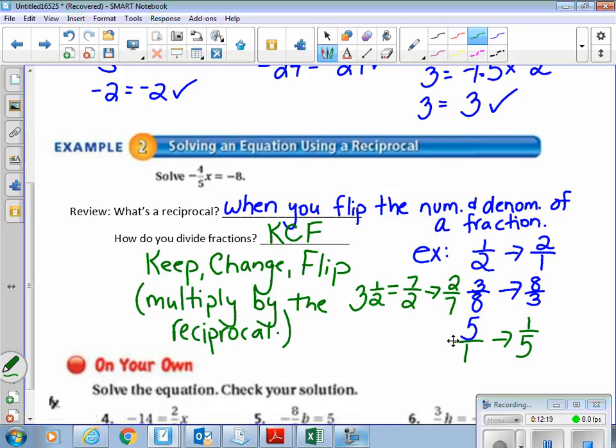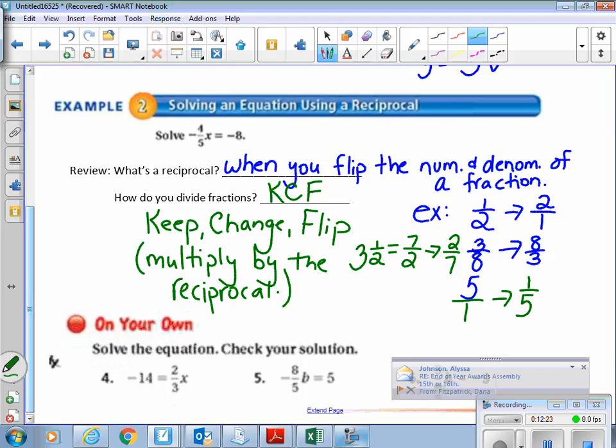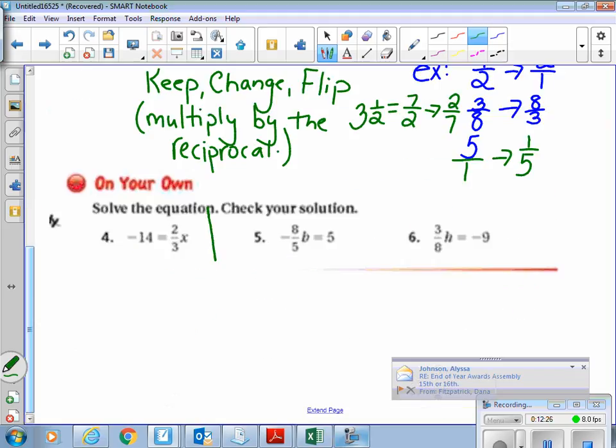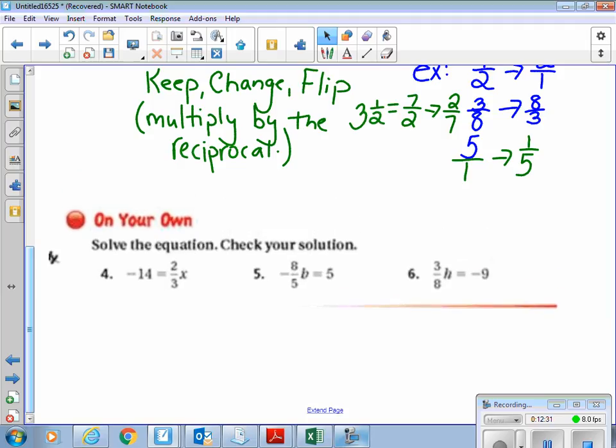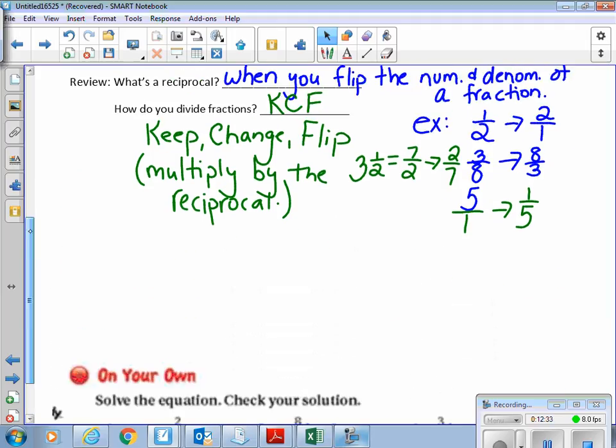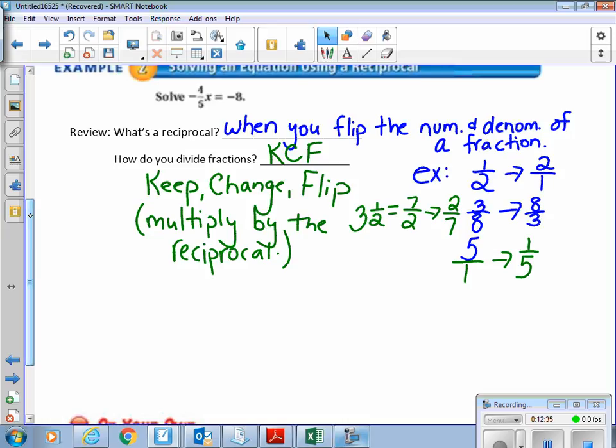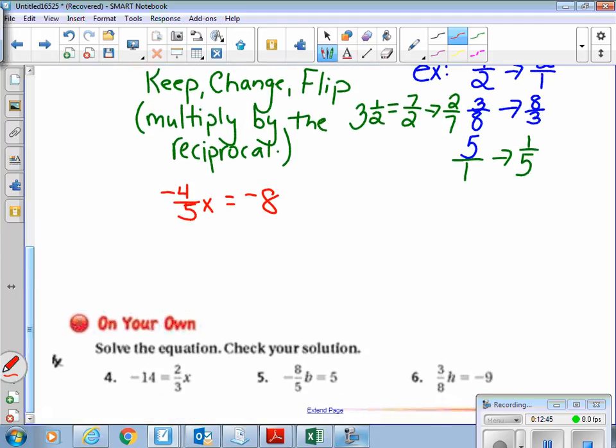We've got -4/5 x equals -8. I'm actually going to bring that, need some room down here. Move this down and rewrite that problem down here so we have enough room to work. So -4/5 x equals -8. So looking at this, you should be saying to yourself, okay, that's a multiplication problem. It's saying -4/5 times x. How do I undo multiplication? My inverse would be to divide.